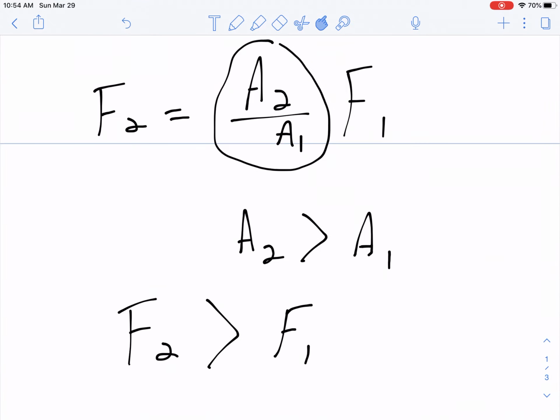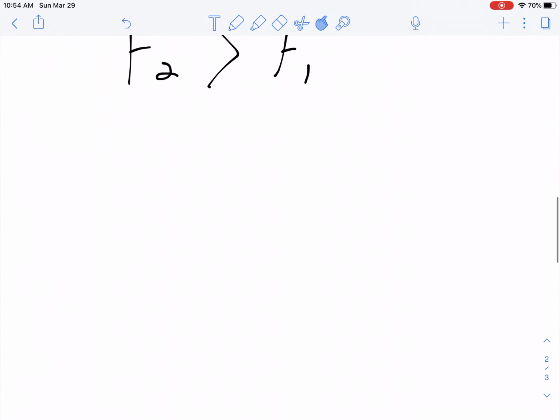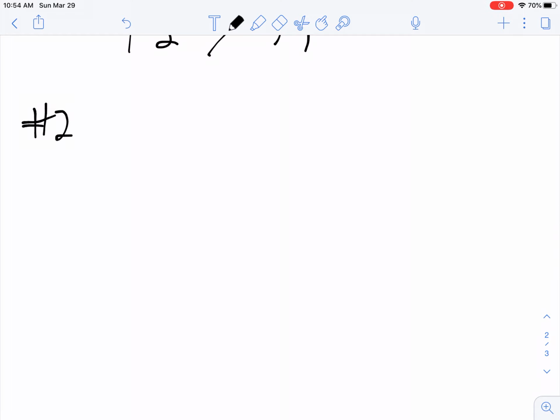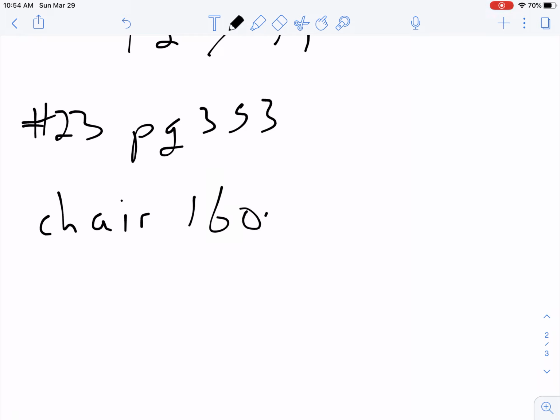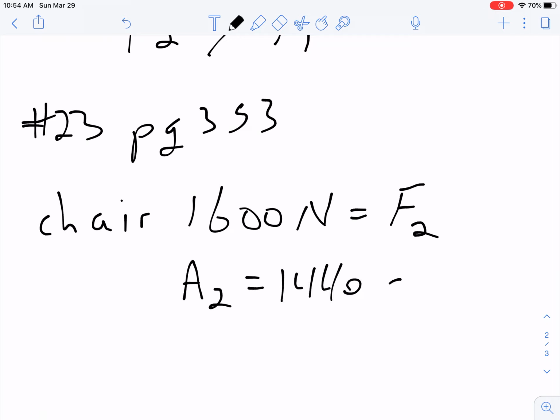Okay, let's go see what we can do about solving this problem. Let's move all this out of the way, and we are going to do number 23 on page 353. Okay. We were told that the chair has a weight of 1,600 newtons. So that's going to be force 2, the big one. The area of the large piston, the piston for the chair, is 1,440 square centimeters. So that's going to be area 2.